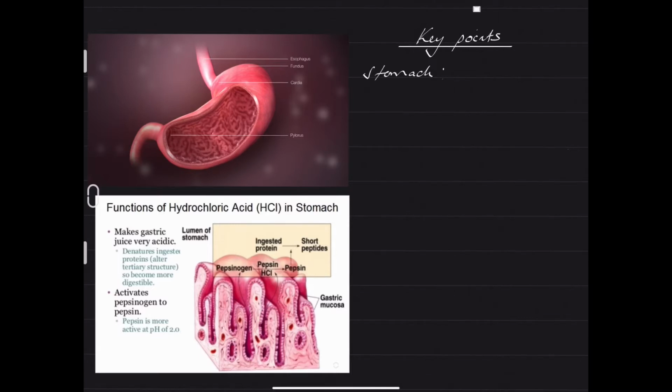So the first thing we say is that, so we're just looking at the stomach. Okay, millions of glands. So we'll just say glands. Glands in the lining of the stomach secrete pepsin, which is a protease enzyme. So glands in the lining of the stomach secrete pepsin.